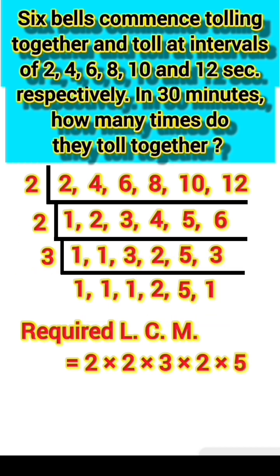Now let us multiply these numbers, that is 2 into 2 is 4, 4 into 3 is 12, 12 into 2 is 24, 24 into 5 is 120. So 120 is our LCM. That means 120 seconds. Now calculate seconds to minutes. We know 60 seconds equals 1 minute. We get 120 divided by 60, that is 2 minutes.